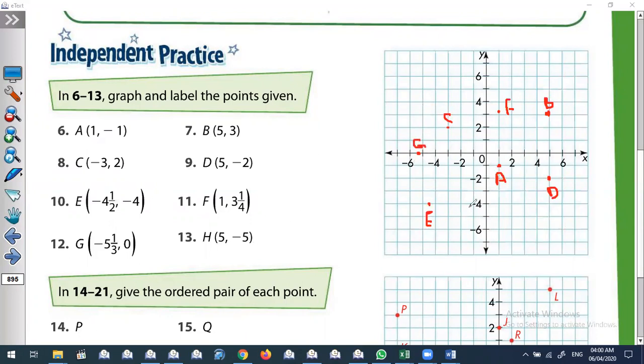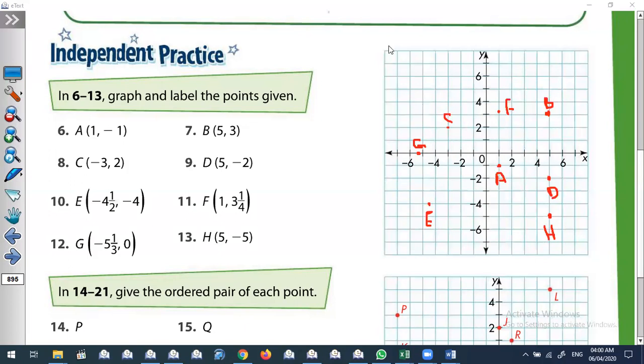5 and negative 5 is H. 5 on x first, here. Negative 5, go down 5 units. 1, 2, 3, 4, 5 here. This letter is H. So you have to move on x first. X first. Again, x first.